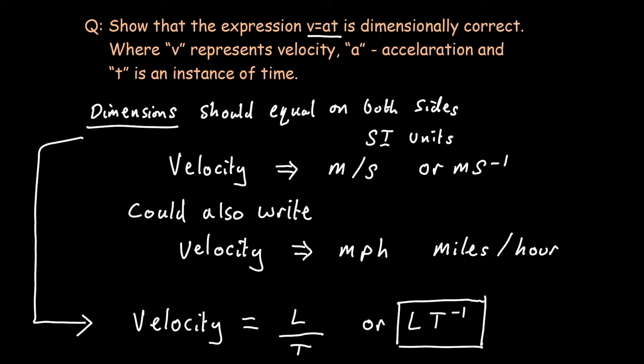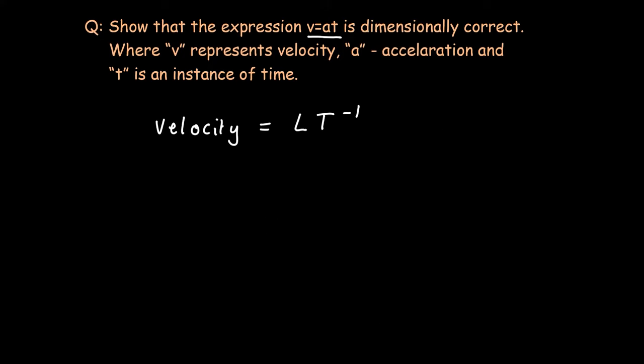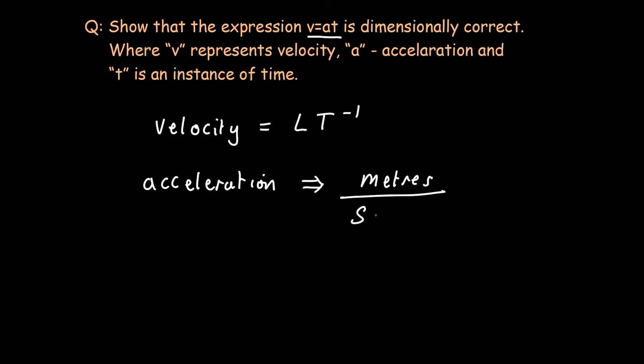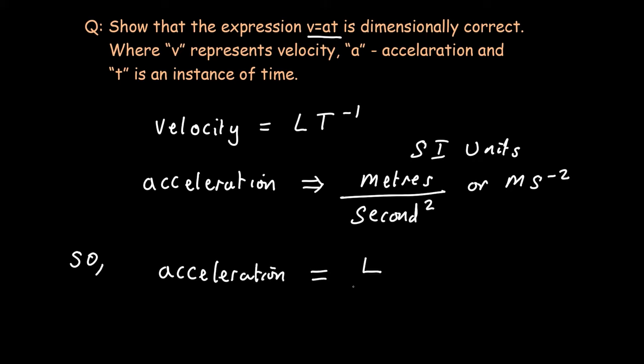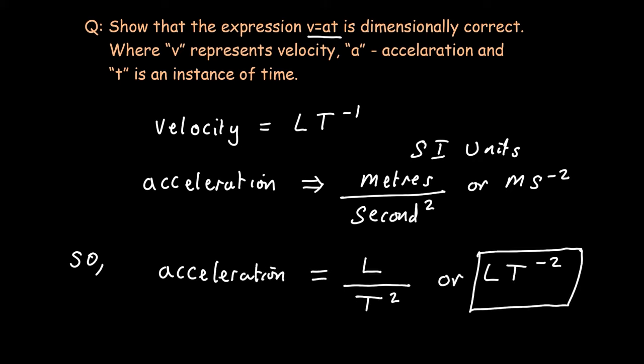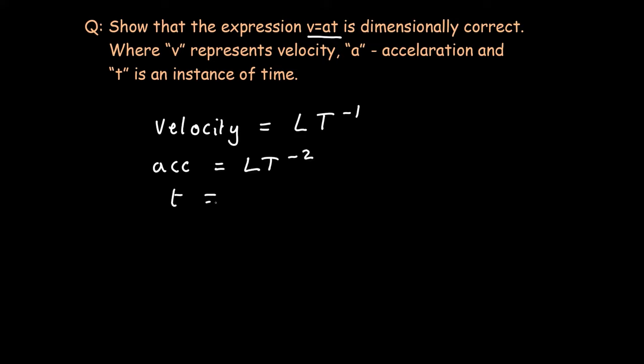And to find the dimensions of acceleration, we follow a similar process. Acceleration has dimensions of meters per second squared, and this is expressed as length over time squared. The instant of time has dimensions of time, T.